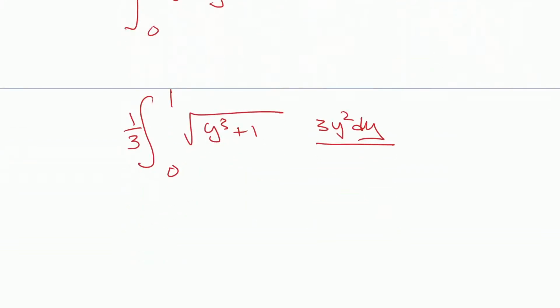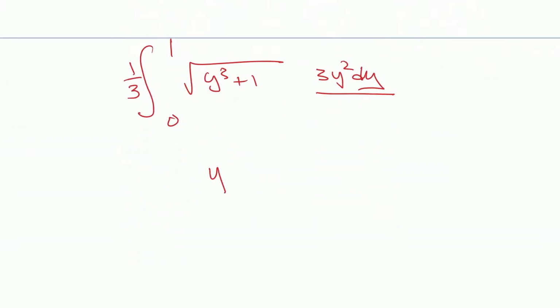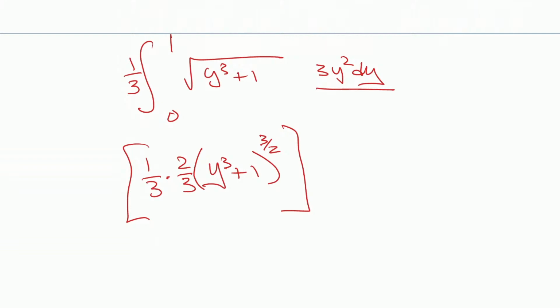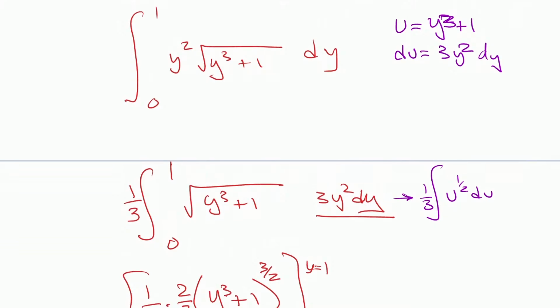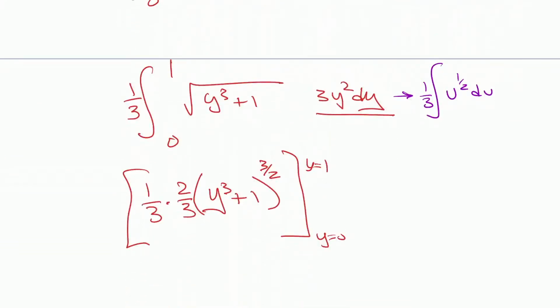Okay, you probably could do this in your heads at this point. Yes, I can as well. y cubed plus 1 to the 3/2, and then you have the 1/3 times 2/3. And this is evaluated from y equals 0 to y equals 1. Sorry if I did that too quickly. Here, I'll do the substitution really quick. This is 1/3 u to the 1/2 du. Okay, so there's the substitution, and then you know the antiderivative of u to the 1/2 is u to the 3/2 times 2/3. That's it.